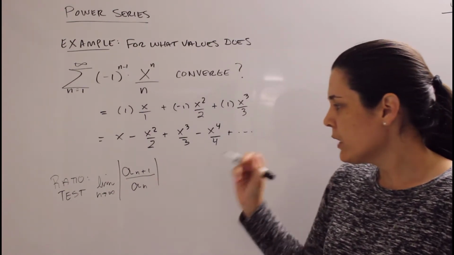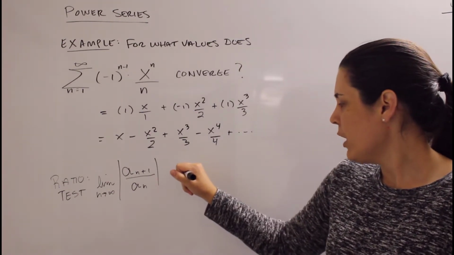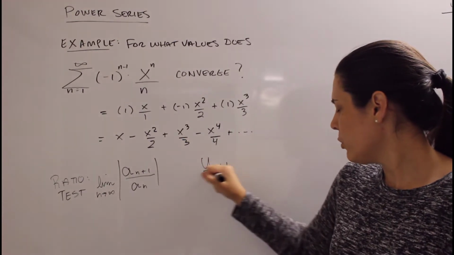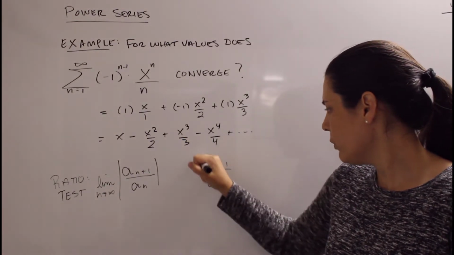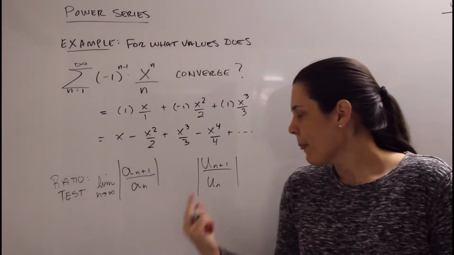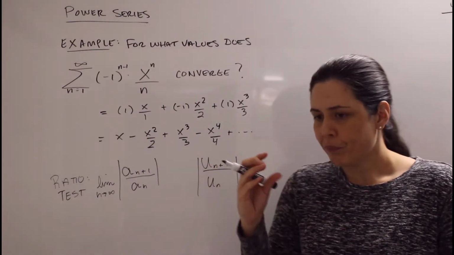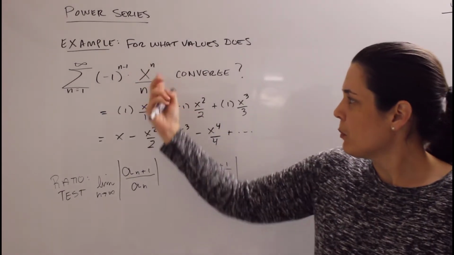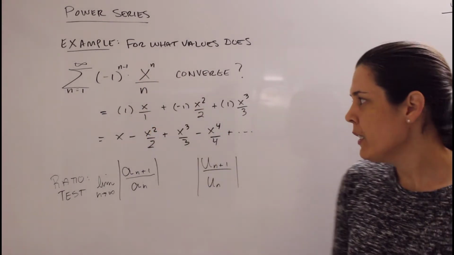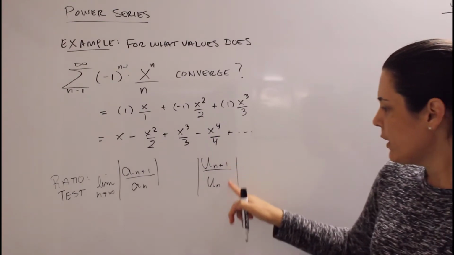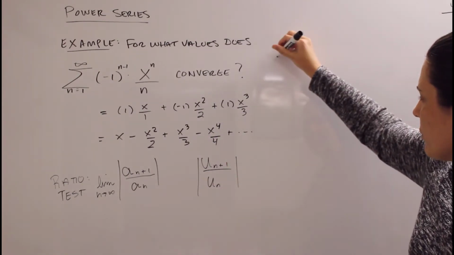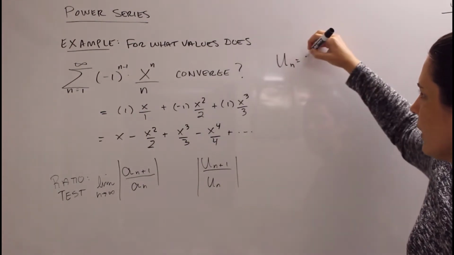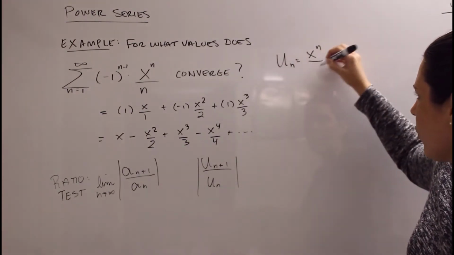So for us, I'm just going to change the notation. I'm going to use u sub n, so u sub n plus 1 and u sub n, because we are dealing with an alternating series here, and the u sub n is reserved for what comes after the minus sign, so basically this part right here. Okay, and so let's just separate these two things so we can use some algebra in just a minute. So u sub n is just going to be x to the n over n.